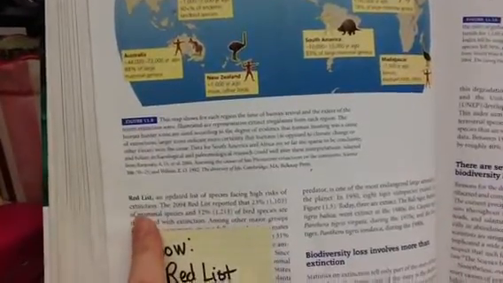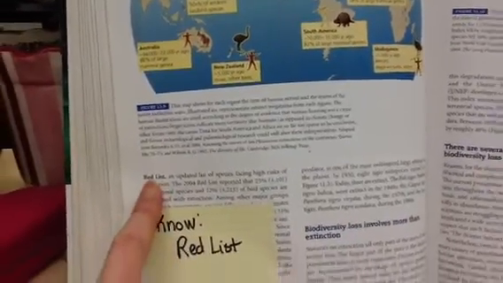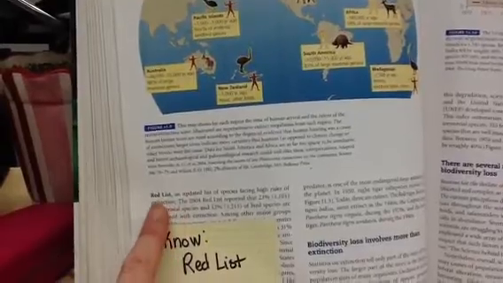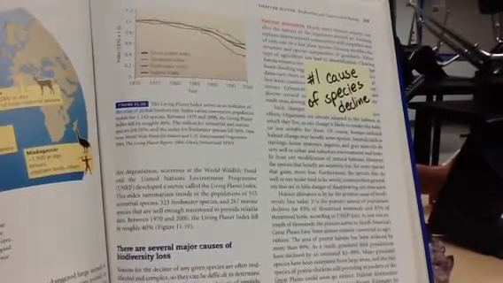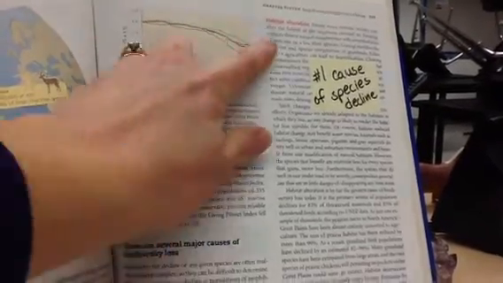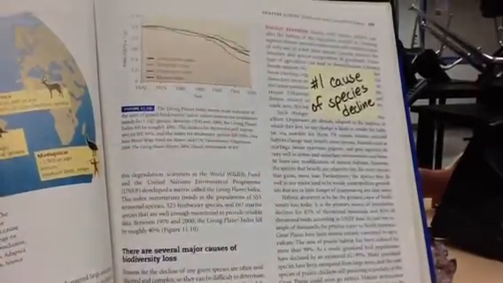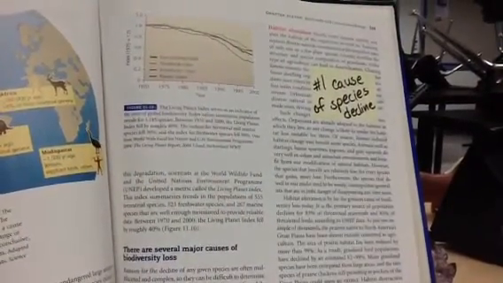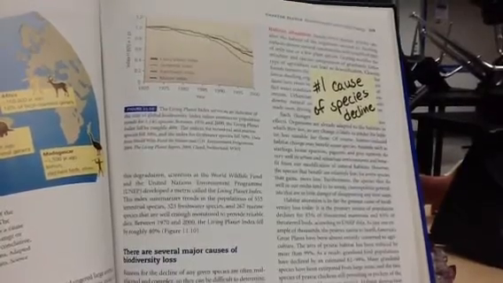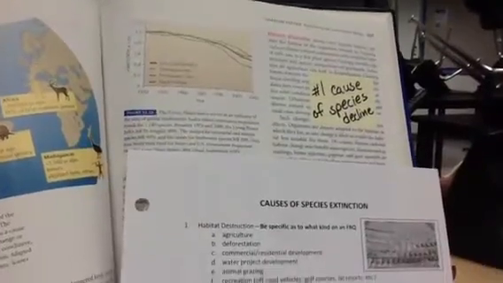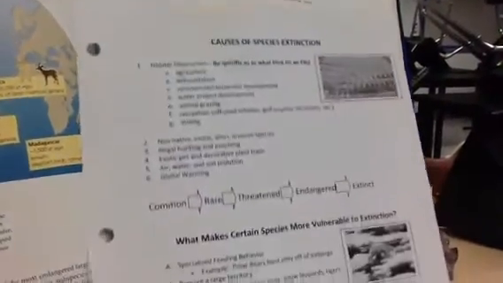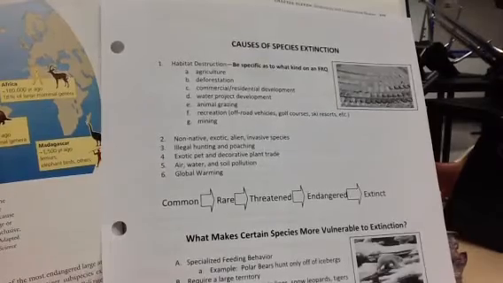On the next page, 318, we have the red list. So know what the red list is for your next exam. And then on page 319, we have the causes of species decline. The number 1 cause is habitat alteration, which sometimes we call habitat loss. You have this handout that lists the causes of species extinction in order, with number 1 being habitat destruction.